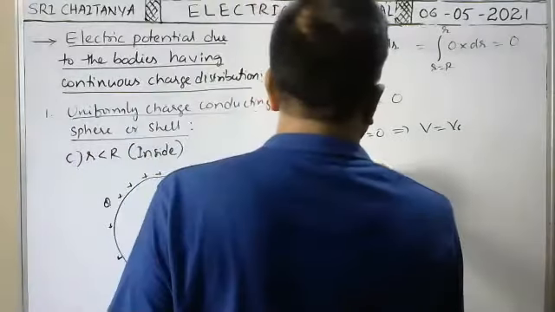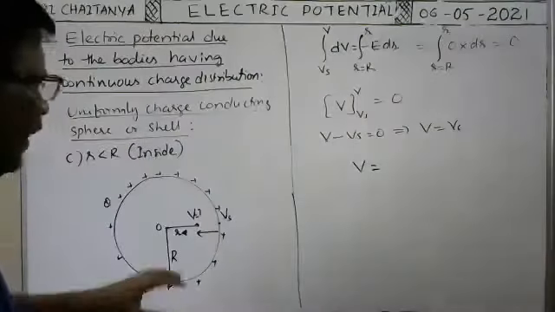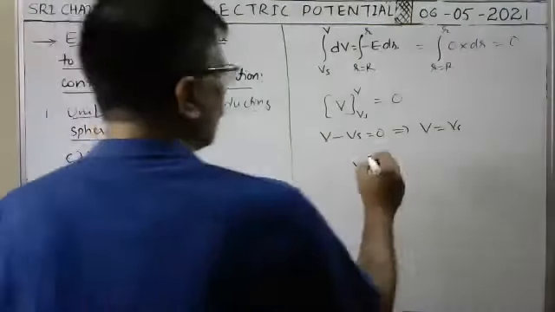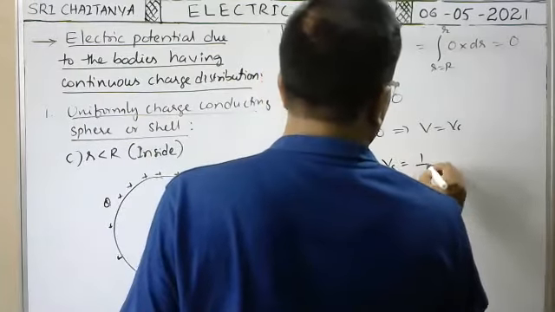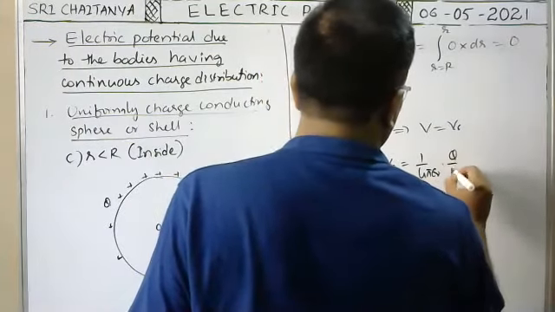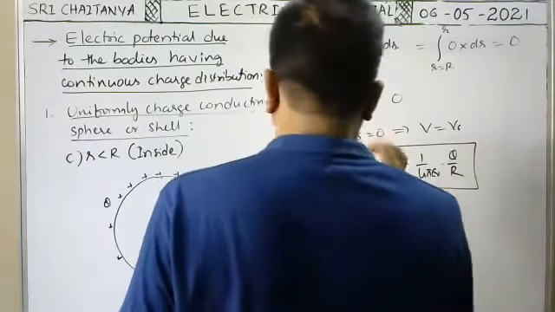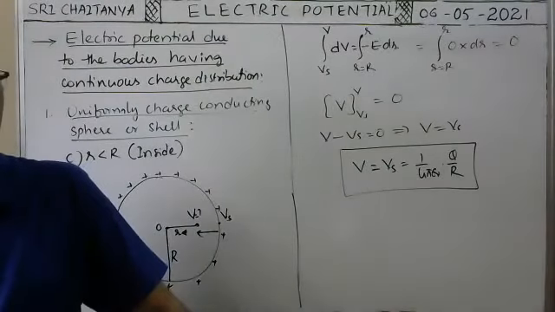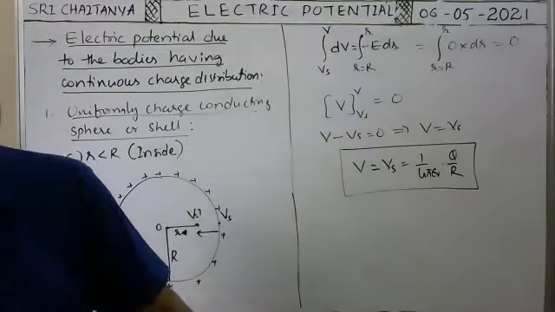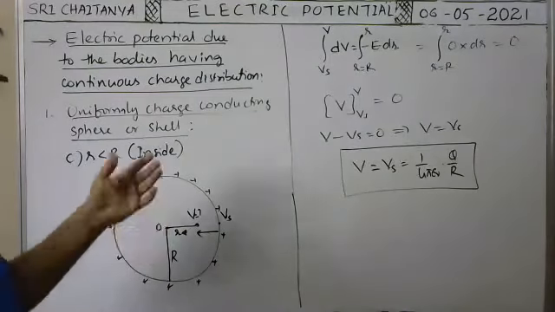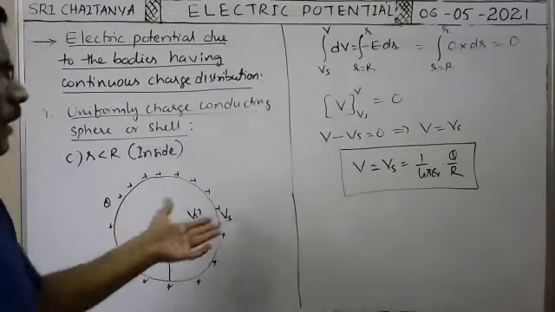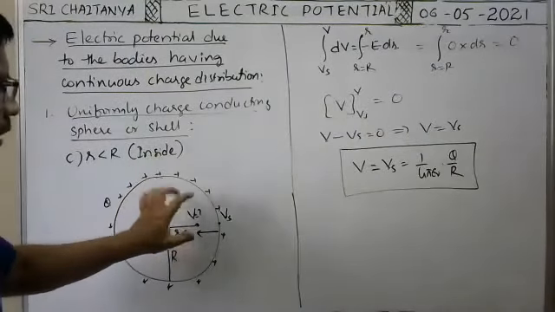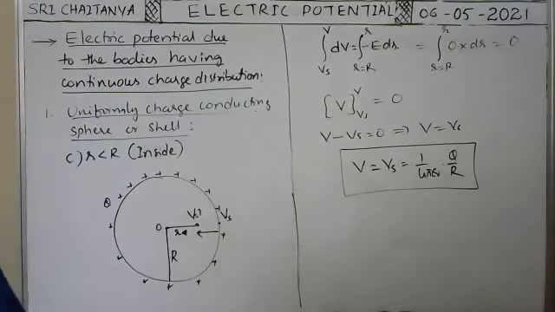Therefore, at any point inside the conducting sphere, the potential V is equal to the potential on the surface. What is the formula for potential on the surface of the sphere? 1 by 4 pi epsilon naught into Q by capital R. This is the formula for electric potential at any point inside the conducting sphere, even at the center, because the center is also an inner point. That's why even at the center the potential is the same. So at any point inside the conducting sphere, the potential is the same as that on the surface. Okay? Note down.